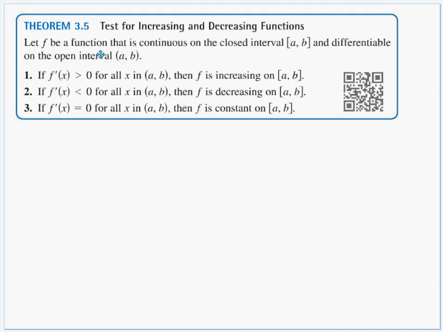It says let f, our function, be continuous on a closed interval from a to b. It's differentiable on the open interval in between a and b. If the derivative is positive for all x's in that interval, the function is increasing. If the derivative is negative for all x's in the interval, then it's decreasing on the whole interval. If the derivative is exactly equal to 0 for all the x's in the whole interval, not just at one point, then we have a constant function.